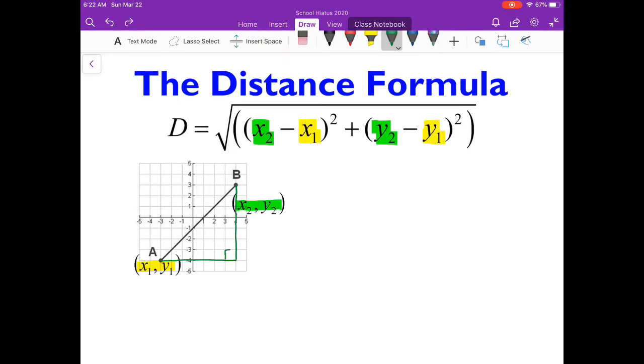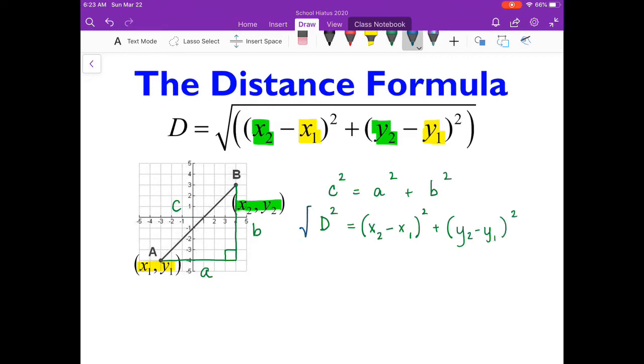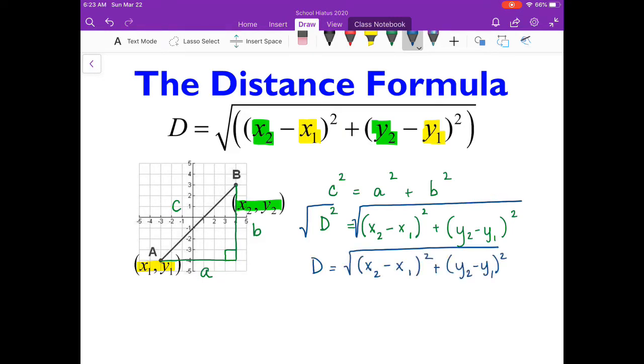We'll create a right triangle with hypotenuse AB. Then we'll substitute the length of A using the difference in the x-coordinates, x2 minus x1. And we'll substitute for the length of B the difference in the y-coordinates, y2 minus y1. We'll take the square root of both sides of the equation to isolate D. This yields the distance formula.